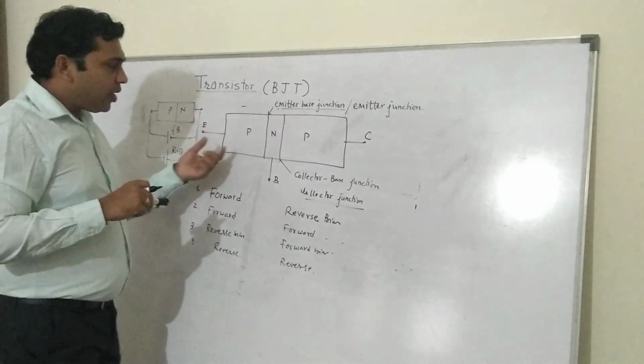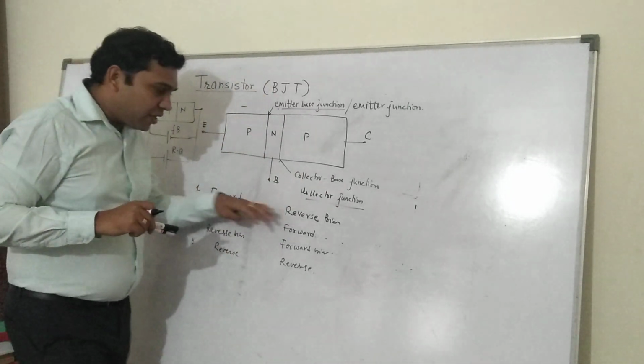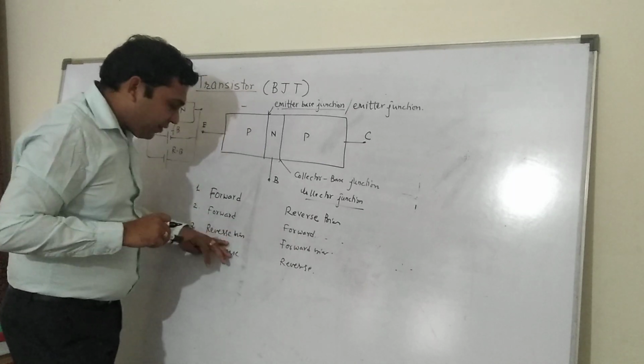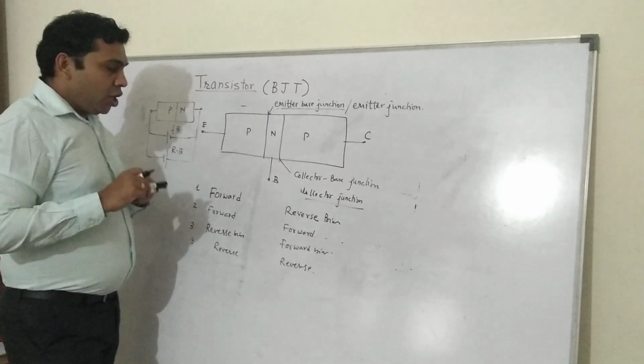So this is how you can bias a transistor in four different ways. You can have a forward reverse, you can have a forward forward, you can have a reverse forward, you can have a reverse reverse.